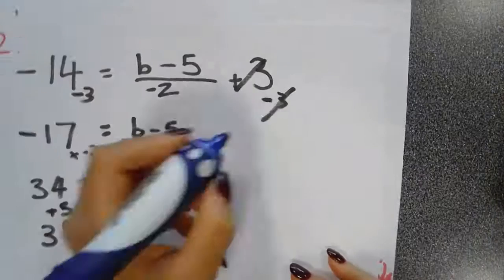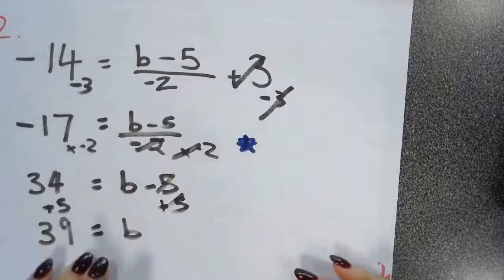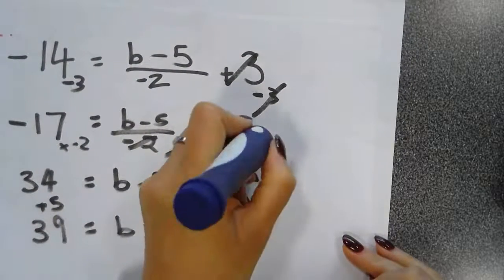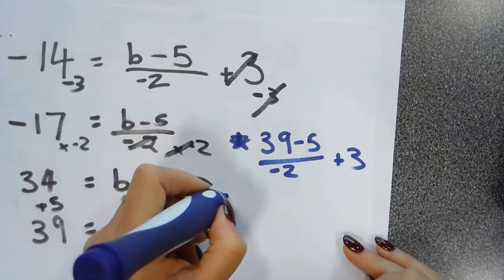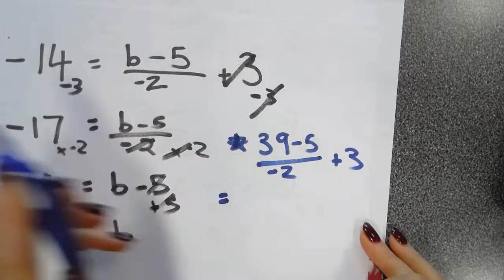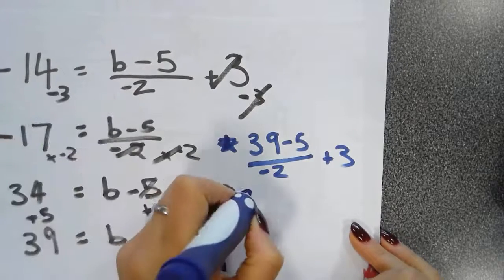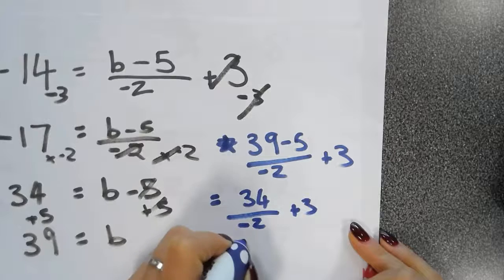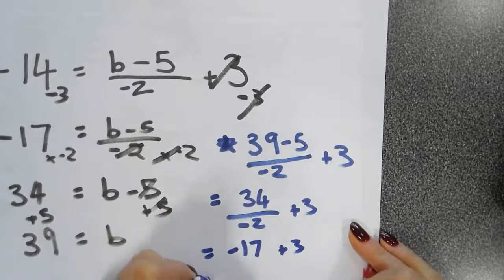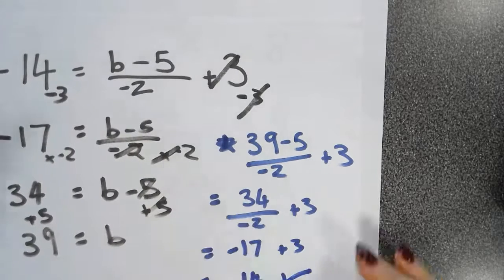We go then to do our check, and I'll pop it over this side, because it's a little bit easier. So we've got 39, take 5, divided by negative 2, plus 3. And hopefully all of that equals negative 14. So 39 subtract 5 is 34, divided by negative 2 is going to be negative 17, plus 3 is going to be negative 14. And we are good to go.